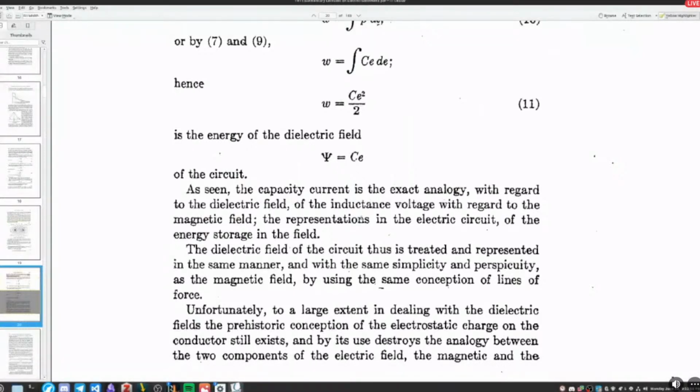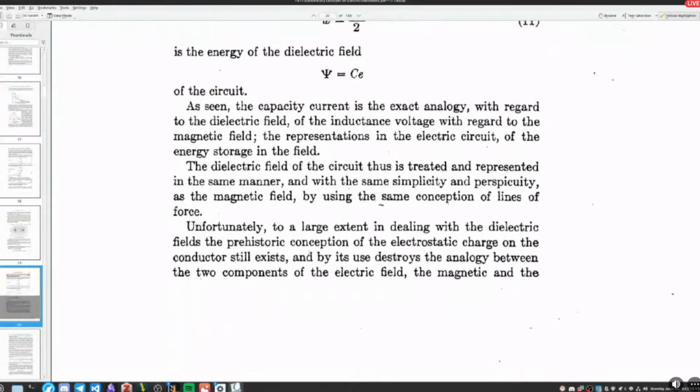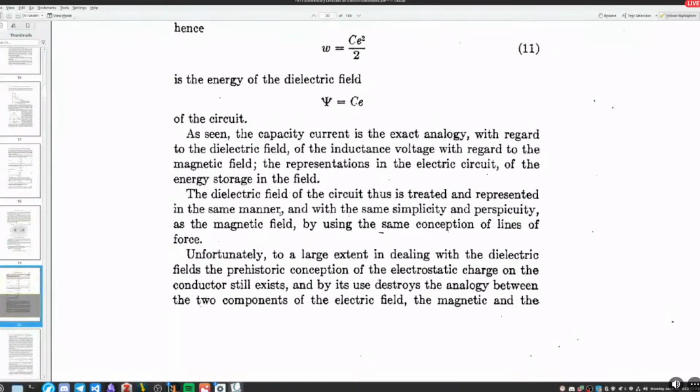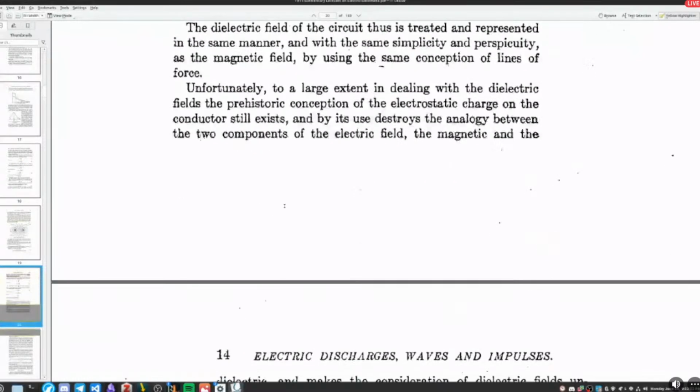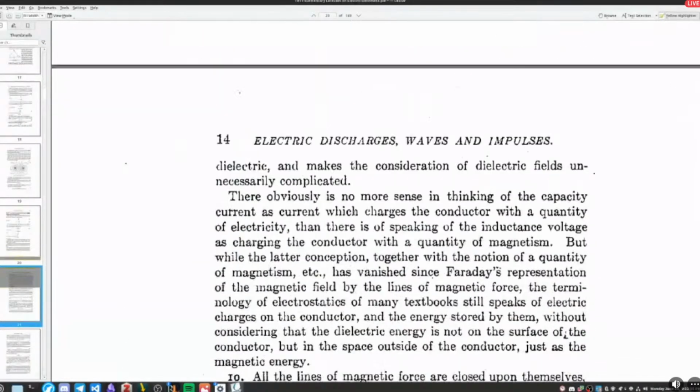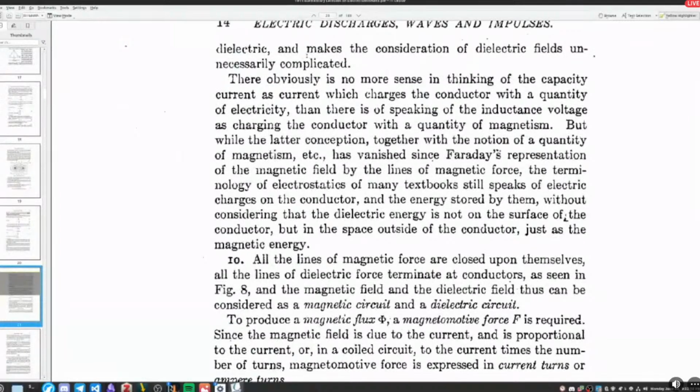The representations in the electric circuit of the energy storage in the field. The dielectric field of the circuit thus is treated and represented in the same manner and with the same simplicity and perspicuity as the magnetic field by using the same conception of lines of force. Unfortunately, to a large extent in dealing with the dielectric fields, the prehistoric conception of the electrostatic charge on the conductor still exists, and by its use destroys the analogy between the two components of the electric field, the magnetic and the dielectric, and makes the consideration of dielectric fields unnecessarily complicated.